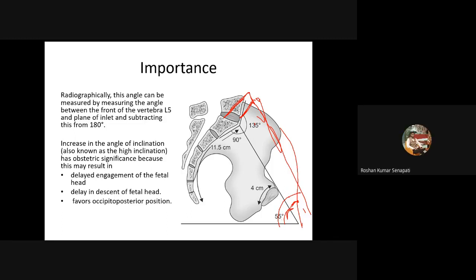So when there is an increase in the angle of inclination, the problems which might occur during labor are delay in the engagement of the fetal head, delay in the descent of the fetal head, and it also favors an occipital posterior position. We will understand all these terminologies in some time, but you have to remember that whenever there is lumbarization or sacralization of the lumbar vertebra, the angle of inclination increases, and this will cause delay in engagement of the fetal head, delay in descent of the fetal head, as well as malpositioning of the fetal head. So these are the three things you have to remember.